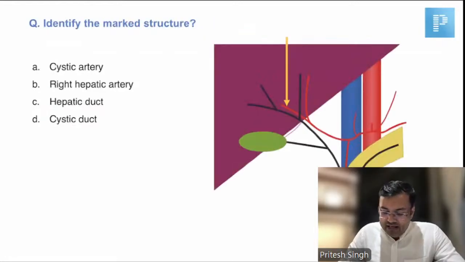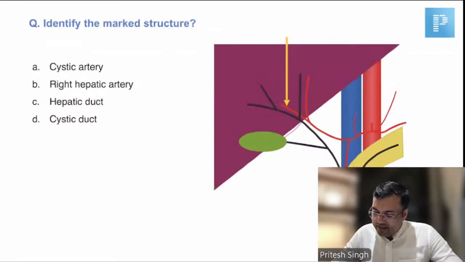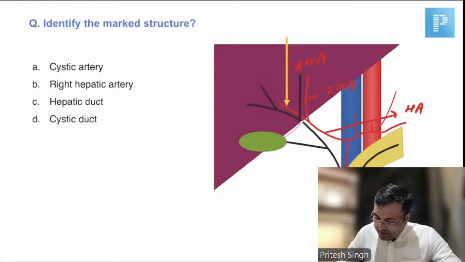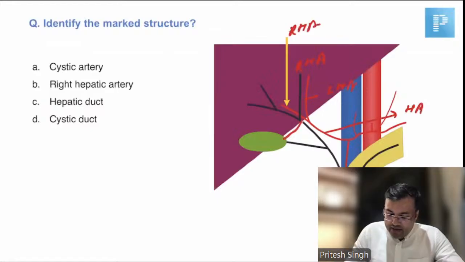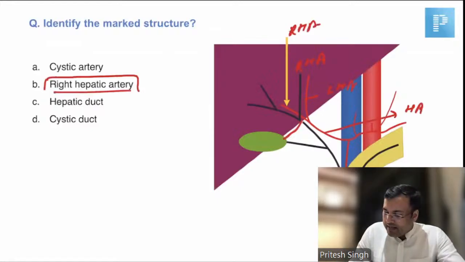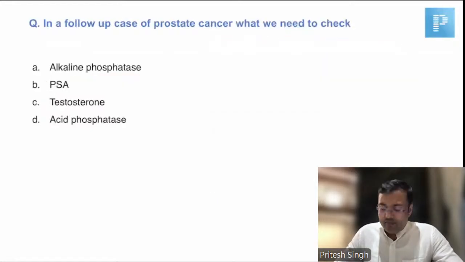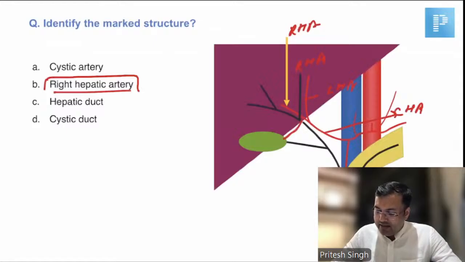Next, identify the marked structure. You can see here. What is this marked structure? This is hepatic artery, right? So this one is left hepatic artery, and obviously this is right hepatic artery. And this right hepatic artery gives the branch. What is the name of this branch? This is cystic artery. So what is the correct answer here? This is right hepatic artery. Clear? So this is common hepatic. After that, this is left hepatic. This is right hepatic. And you know, this right hepatic gives cystic artery.